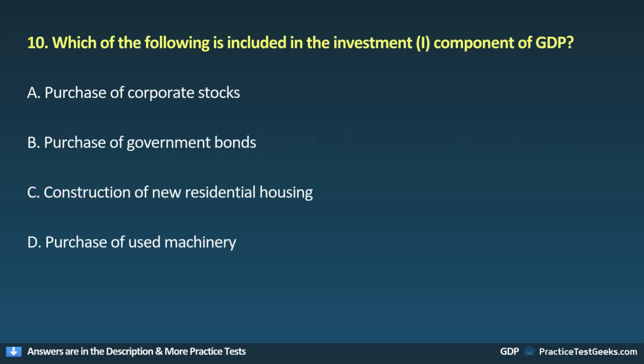10. Which of the following is included in the investment, I, component of GDP? A. Purchase of corporate stocks. B. Purchase of government bonds. C. Construction of new residential housing. D. Purchase of used machinery.